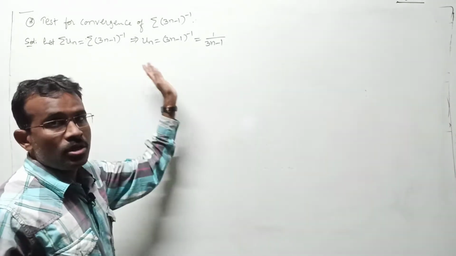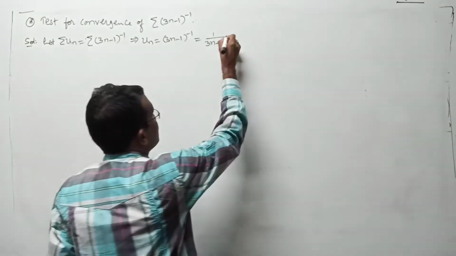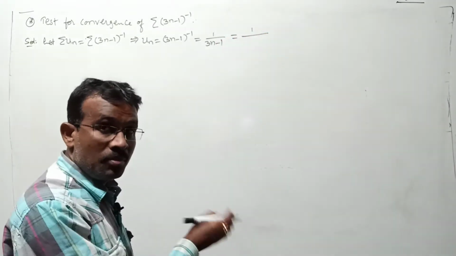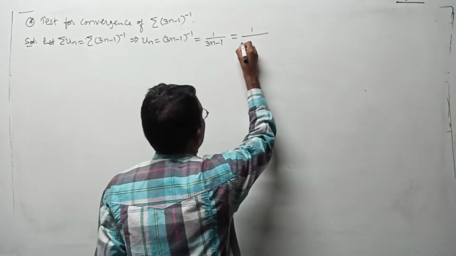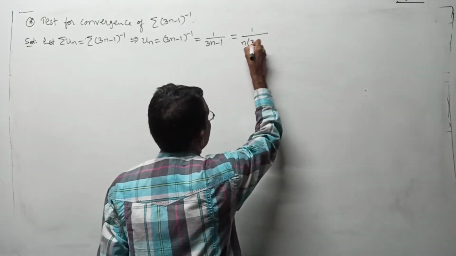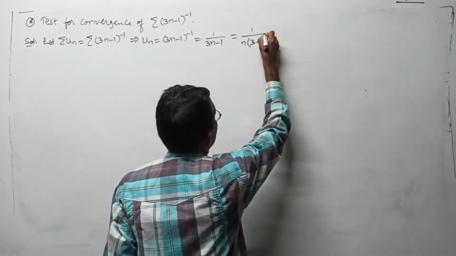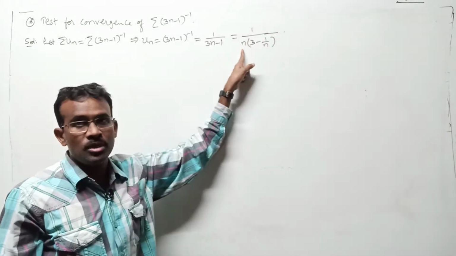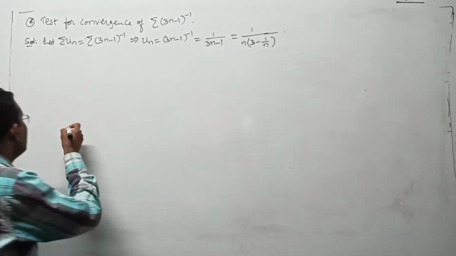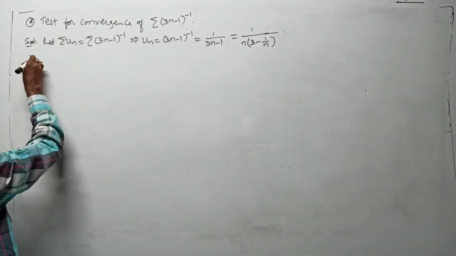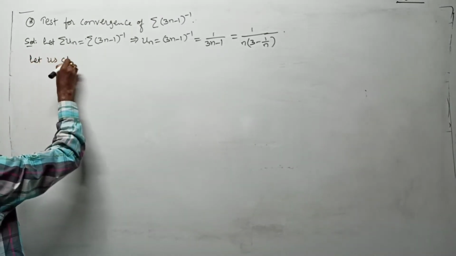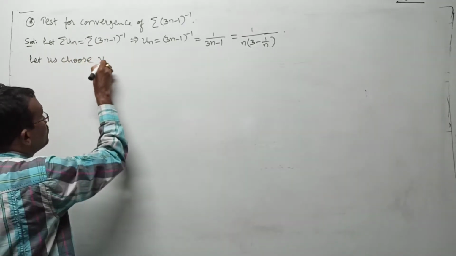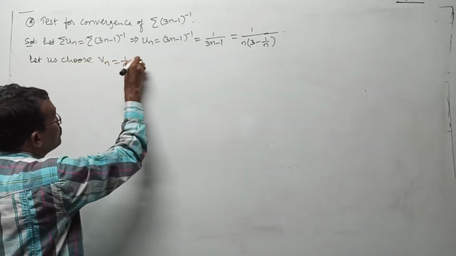Now take all n terms common in the numerator and in the denominator. In the numerator there is no n term, so 1 is there. In the denominator, take n common outside, it is n times (3 minus 1 by n). Now what is the selection of Vn? You can take 1 by n as Vn. Let us choose Vn equal to 1 by n.